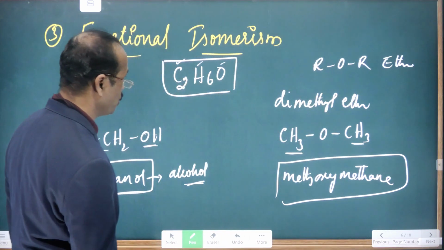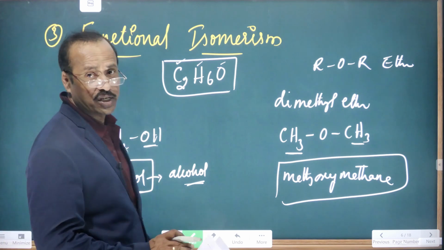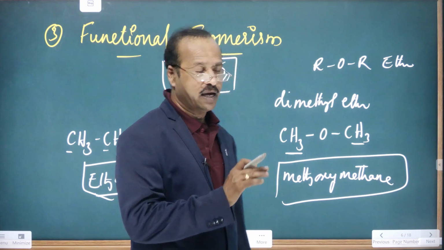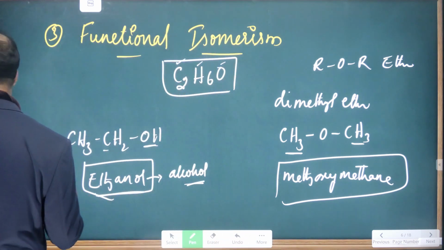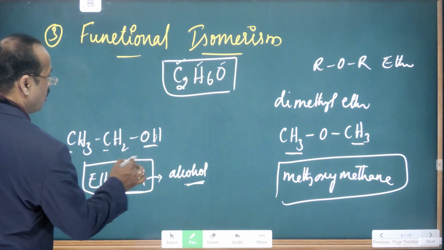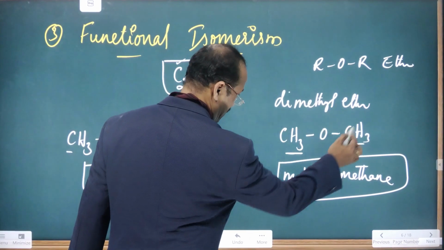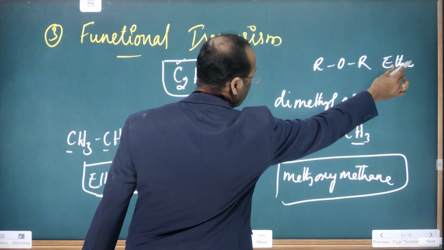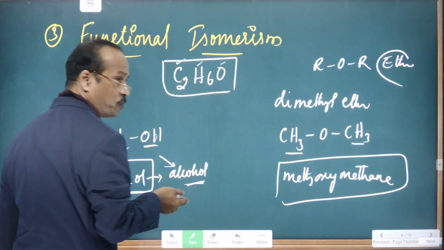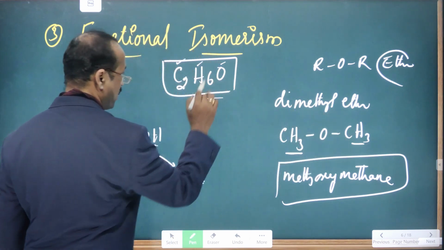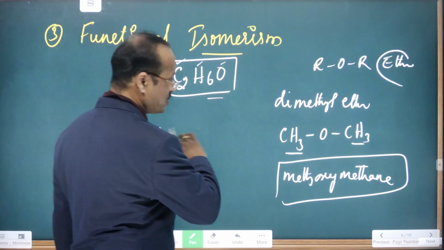Then what I said, functional group. Functional isomerism: if there is a change in the functional group, one functional group and another functional group. Here this is ethanol, so the functional group is alcohol. Here it is dimethyl ether or methoxymethane, this is the ether functional group. So the functional groups are different, alcoholic here and ether here, but the formula remains the same.